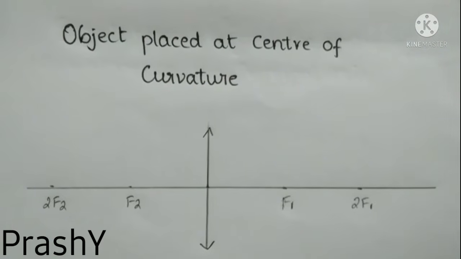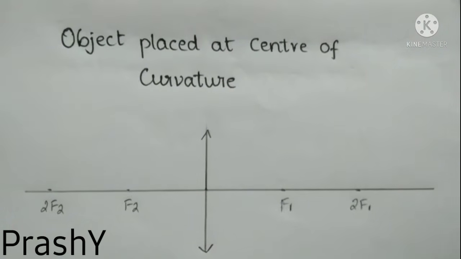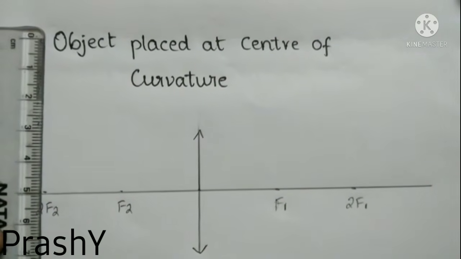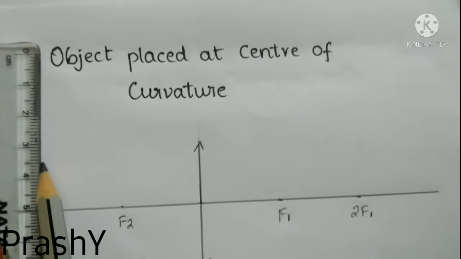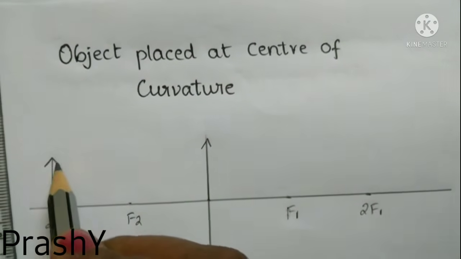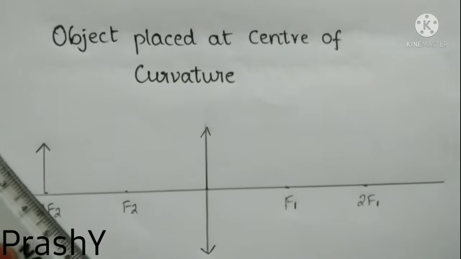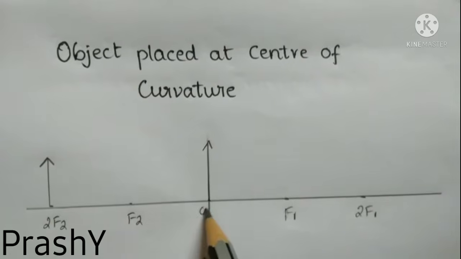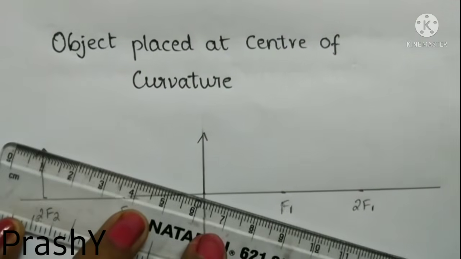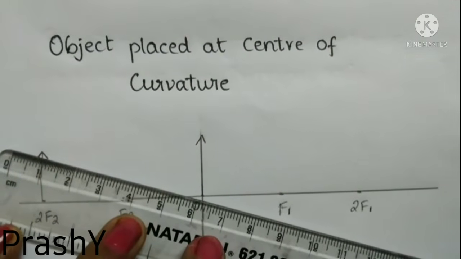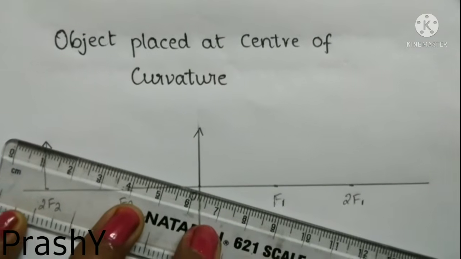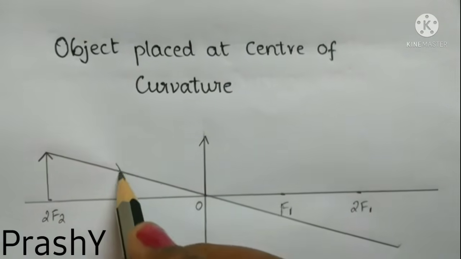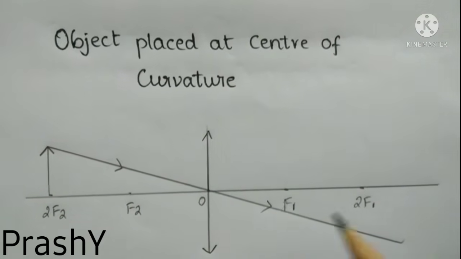So now moving to the third object position, that is object placed at the center of curvature. When the object is placed at the center of curvature, let us trace the image first for the convex lens. Again I am taking the same two rays. The ray is passing through the optical center. This is our optical center O. A ray passing through the optical center always moves undeviated. So this is my incident ray and this is my refracted ray.